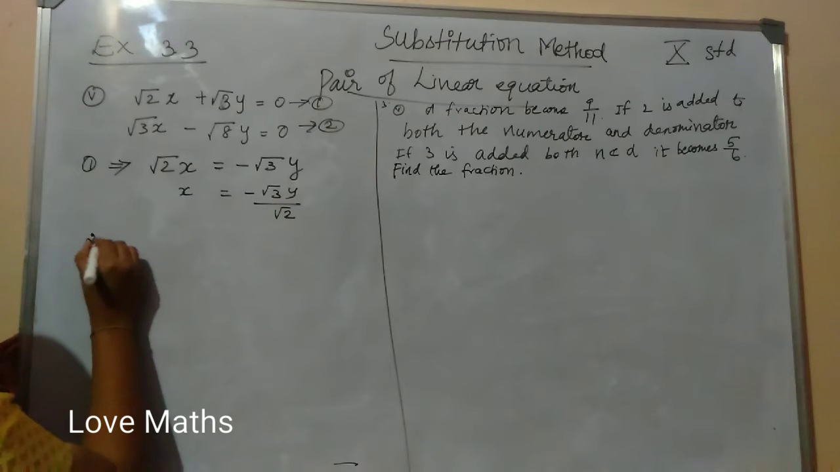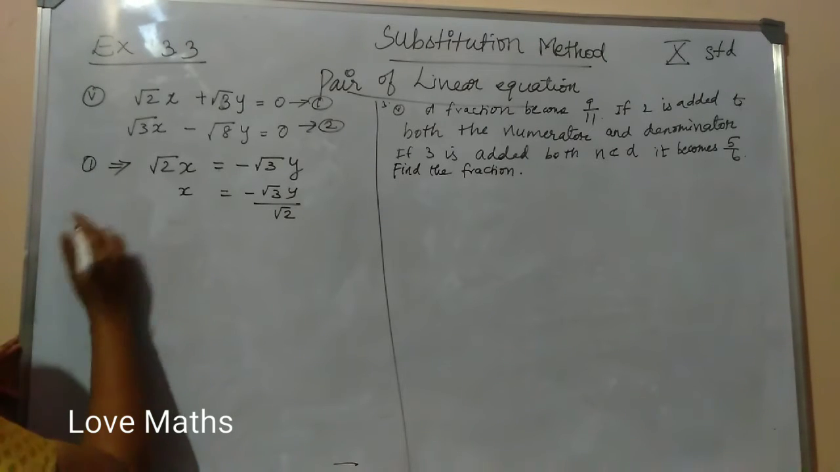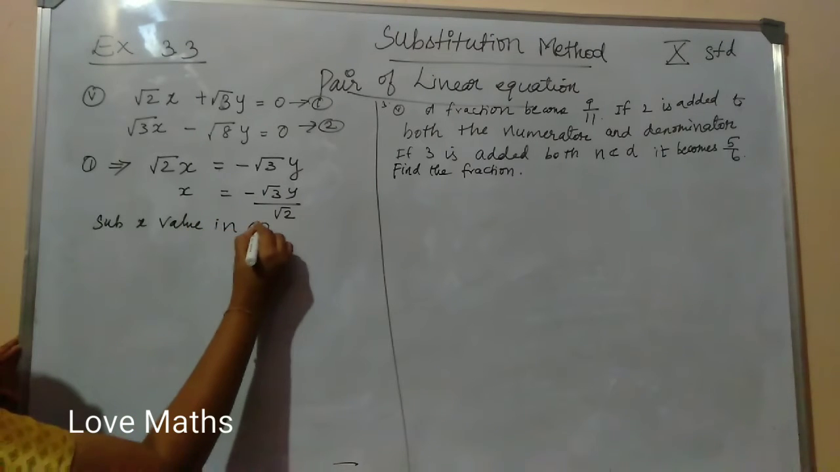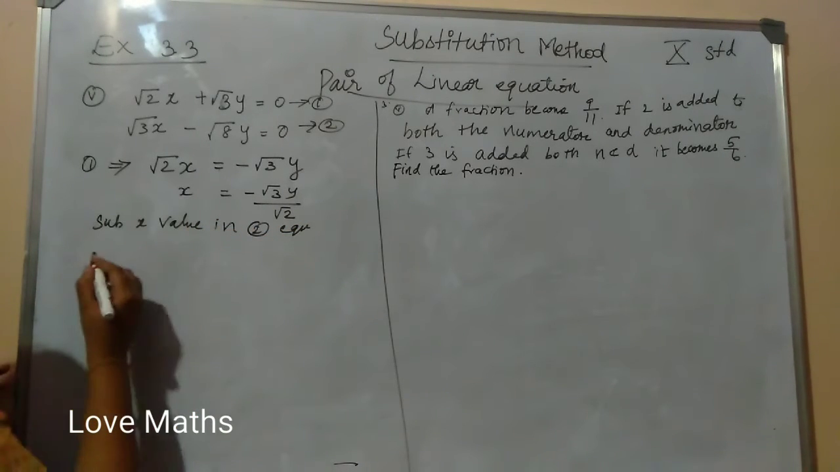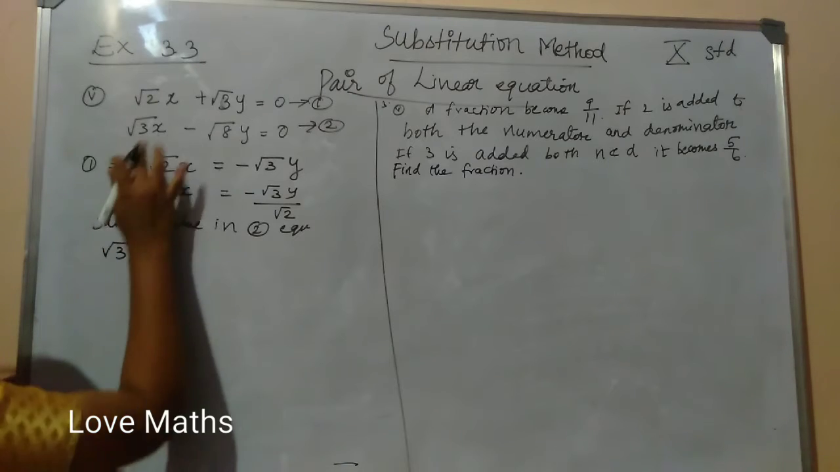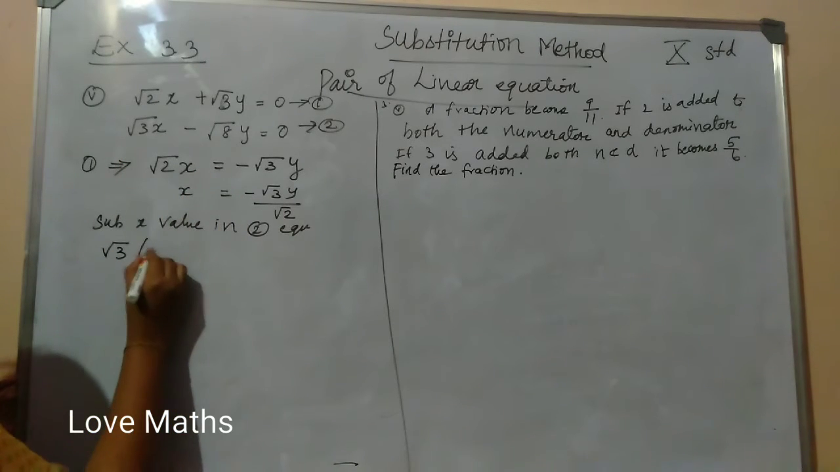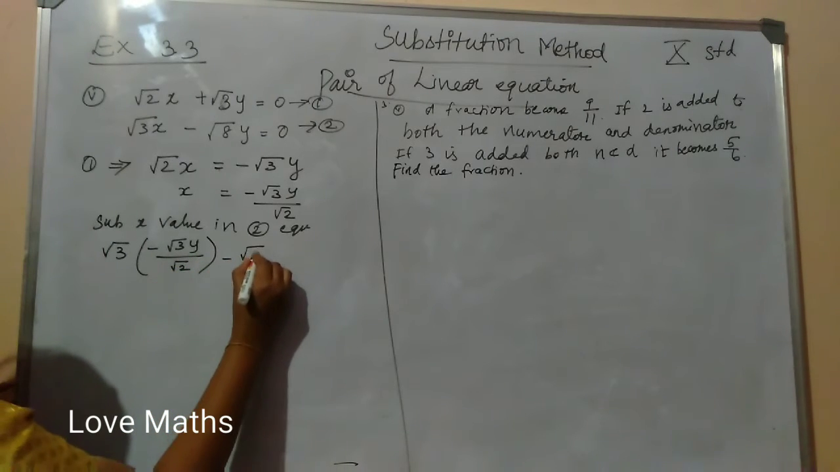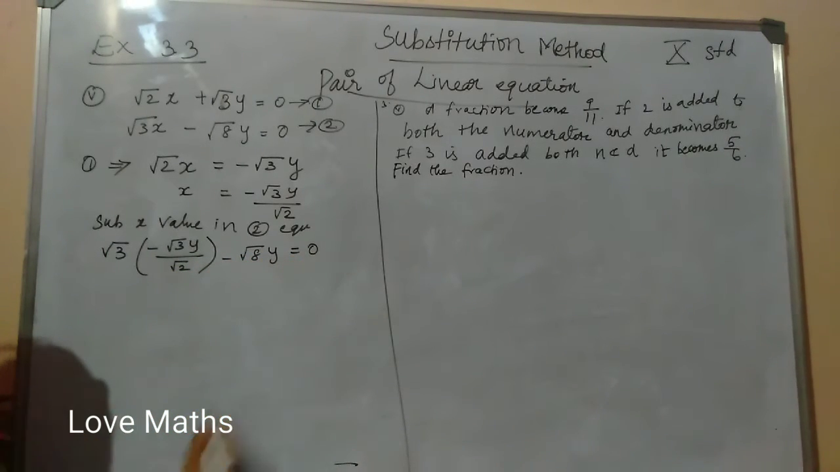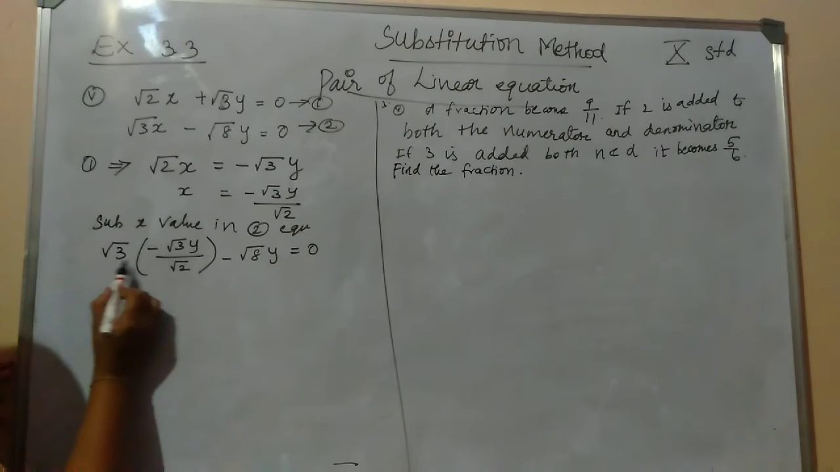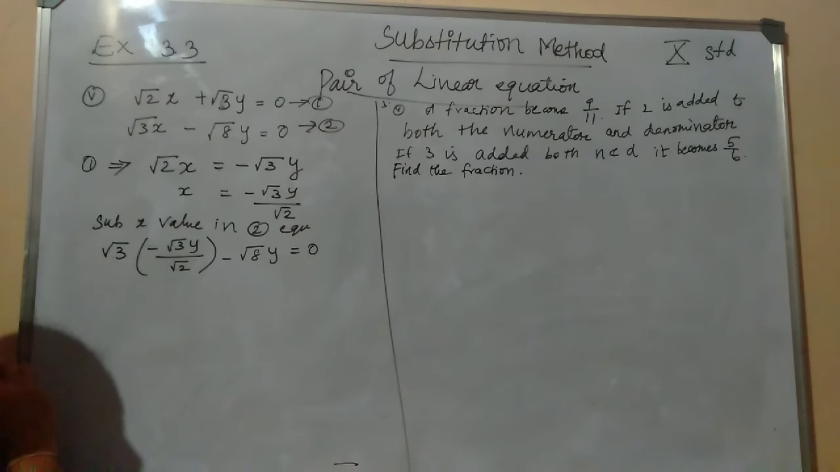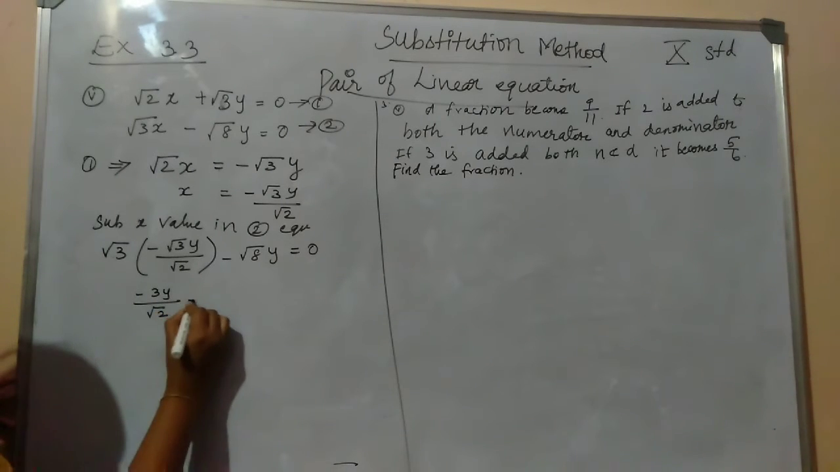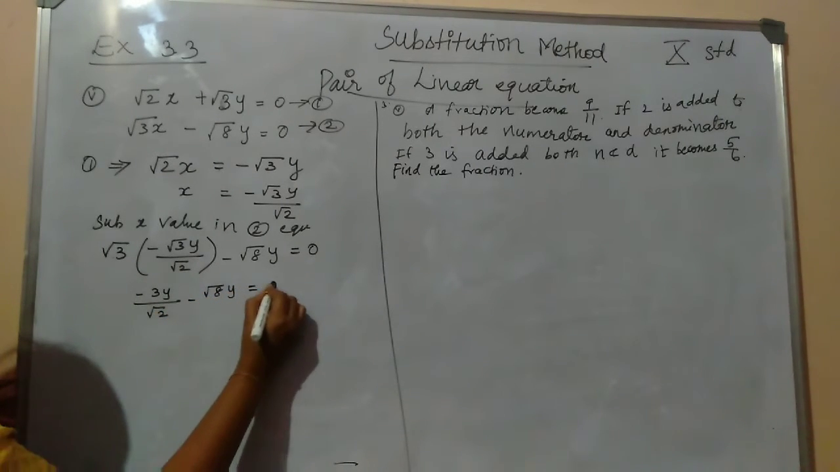Substitute the x value in the second equation. So what is the second equation? Root 3x, and in this x is minus root 3y divided by root 2, minus root 8y, that is equal to 0. Now just see this, root 3 into root 3 is 3. So minus 3y by root 2 minus root 8y equal to 0.